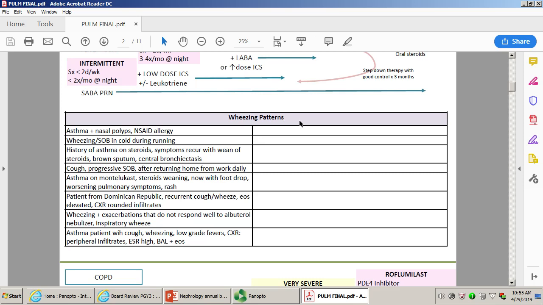Somebody who's wheezing or short of breath in the cold. Exercise induced. How do you manage? Albuterol 15 to 30 before exercise.